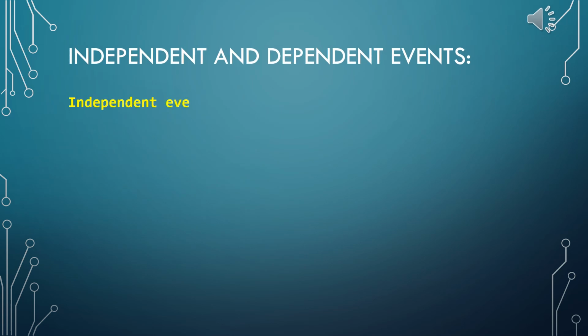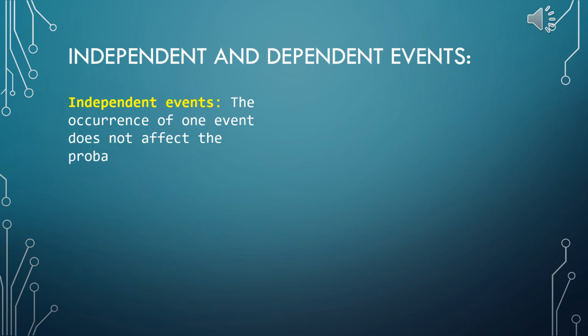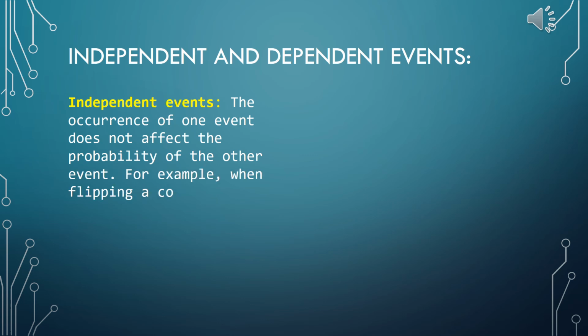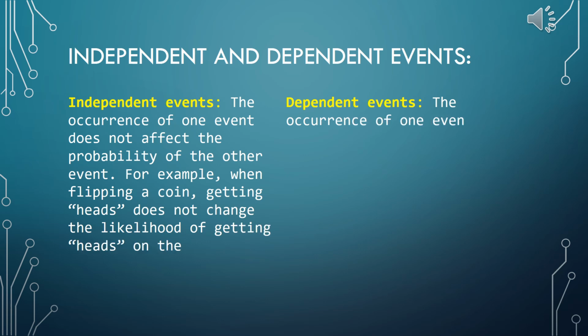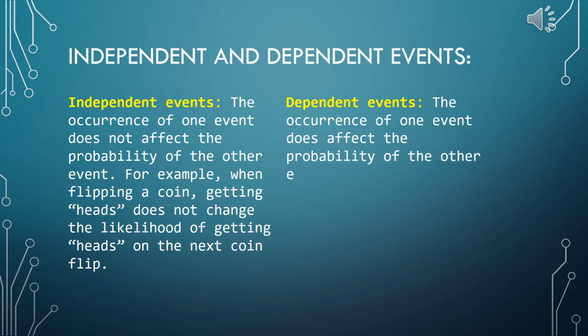Independent events: the occurrence of one event does not affect the probability of the other event. For example, when flipping a coin, getting heads does not change the likelihood of getting heads on the next coin flip. Dependent events: the occurrence of one event does affect the probability of the other event. For example, if you draw a king from a deck of cards and do not replace it, it causes the probability of drawing another king to decrease.